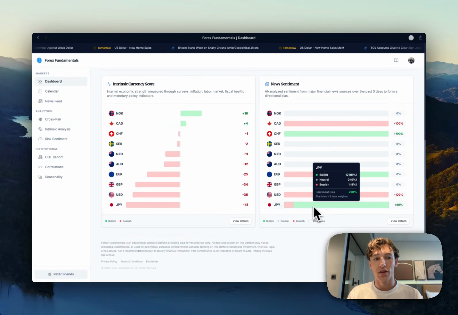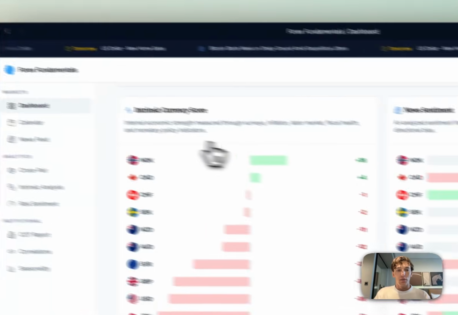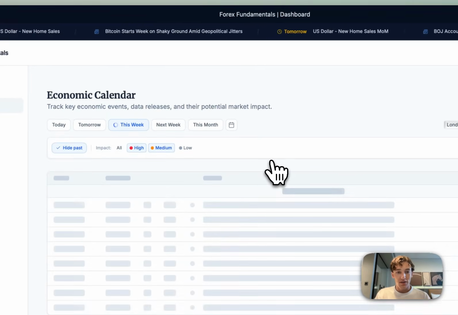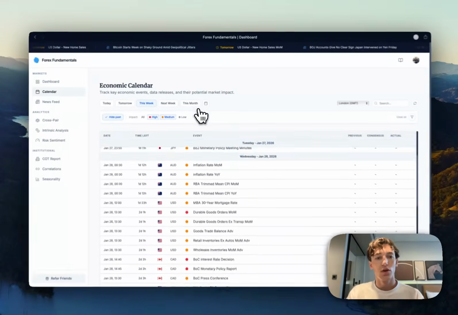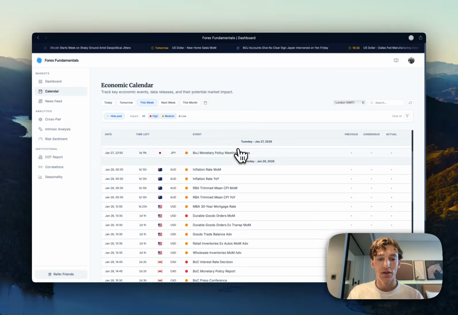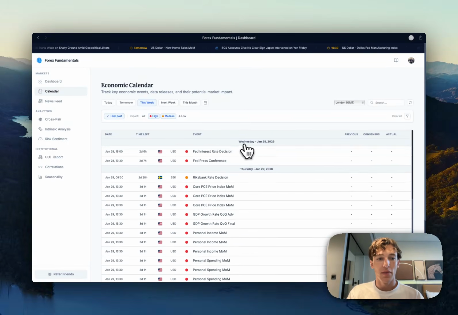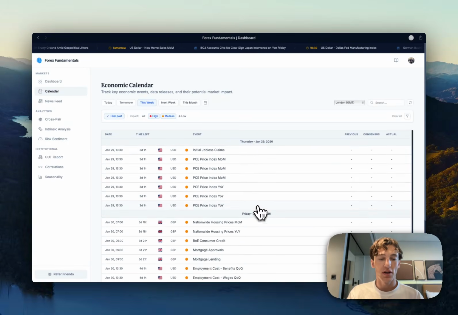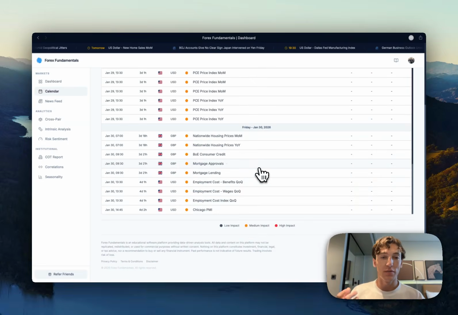Okay. So of course, we have the calendar, the economic calendar. So you always want to check on what are the high and medium impact news events for the week. So here you can track them. Always good to check up on this. The goal with Forex Fundamentals is also that you have everything in one place. So you don't need Forex Factory. You don't need to go on all these different news websites. You have all your fundamental data in one place.